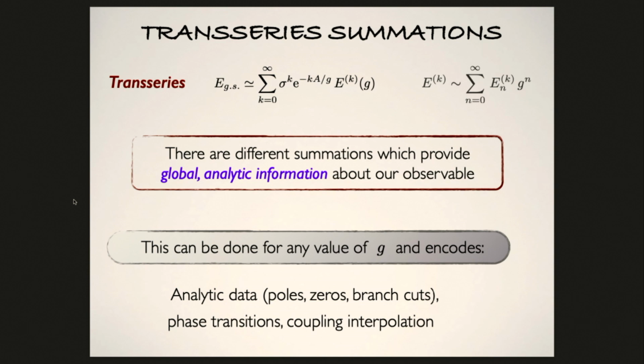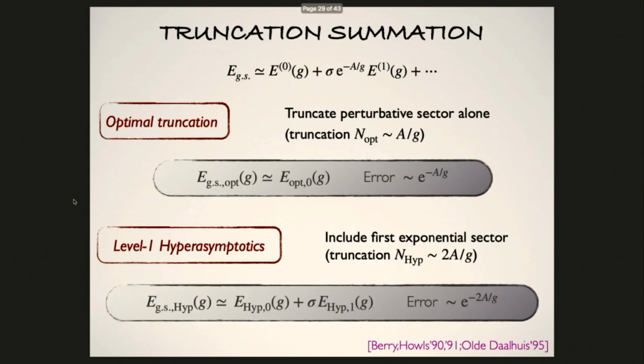So these sums can be done for any value of g, typically. Of course, the larger the value, the more terms you would need, typically. And it can give you analytic data like poles, zeros, branch cuts. It can give you phase transitions if you're analyzing a partition function, for example, as well. You can do coupling interpolation or initial time to late time in hydrodynamics.